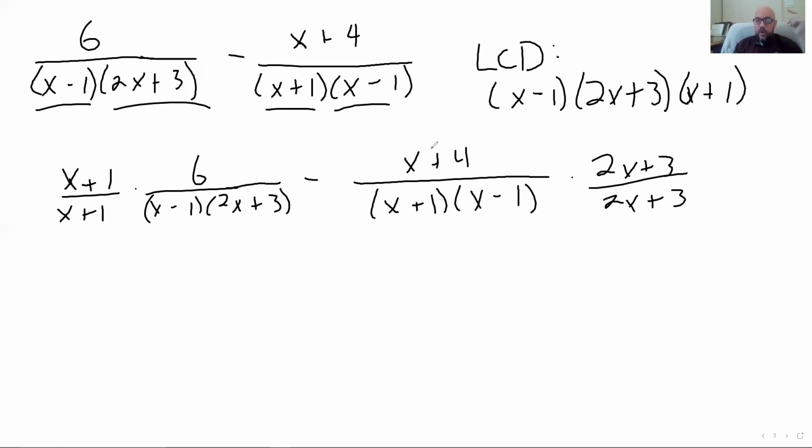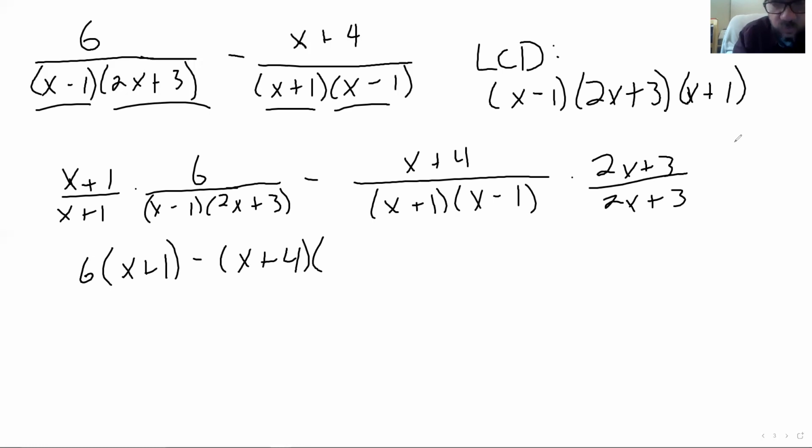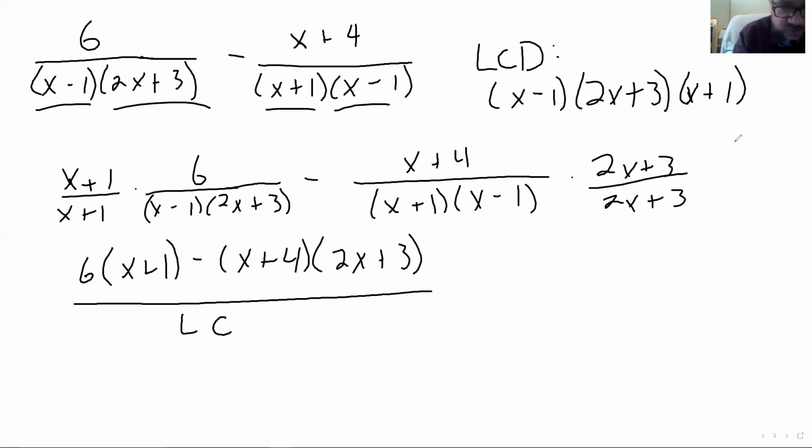Now we're going to have to multiply this top part out because we're going to want to distribute the negative to everything. And so we're going to have it all multiplied out so the negative distributes properly. So my first one, I'm going to have 6 times x plus 1 minus, and watch the parentheses here, x plus 4, 2x plus 3, all over my LCD, which I'm just going to do this. This is usually how I go about doing this, just so I don't have to write everything every time.